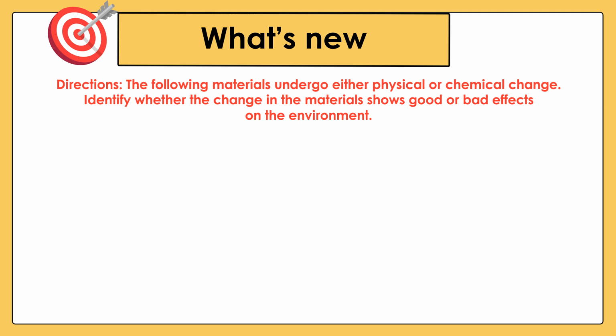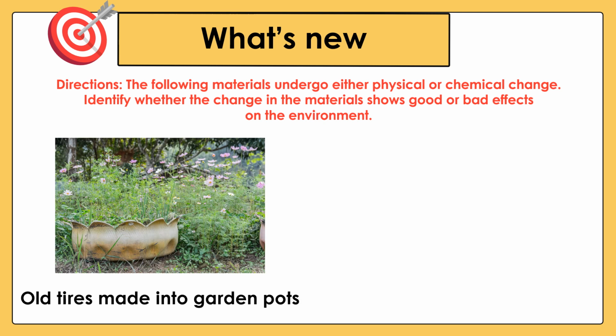This time, let's have another. Directions: the following materials undergo either physical or chemical change. Identify whether the change in the materials shows good or bad effects on the environment. Let's see the first one. Old tires made into garden pots. Is it good or bad? Of course, it's good.